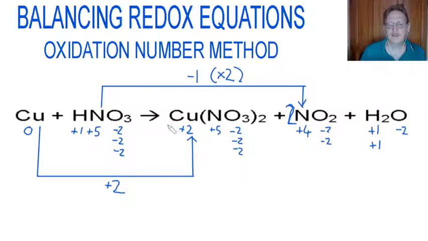The coppers are balanced. Nitrogen, we've got 4 on the right, so we need 4 on the left. And then hydrogens, we've got 4 on the left, so we need 4 on the right. Now the oxygens are balanced because we've got 12 on the left and 6, 10, 12 on the right. So there we've balanced the equation using the oxidation number method.